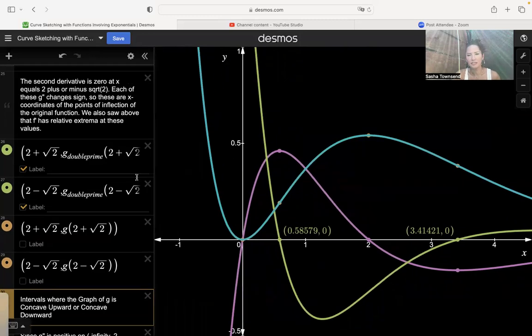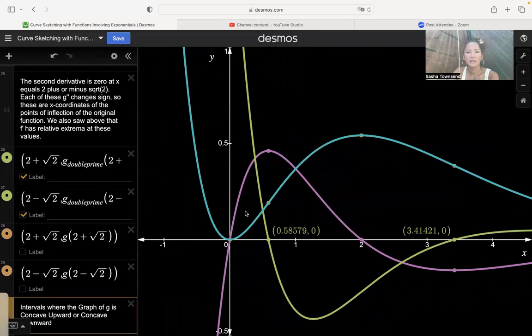All right, so now let's look at this graph. We see that the green function is 0 at that x value, which corresponds to that 2 minus root 2 here, this 0.58579. That one is the 2 minus root 2, and this 3.41421 is 2 plus root 2. We see the second derivative is positive to the left of that first 0 and negative to the right. And then for the second 0, it's negative to the left of the 0 and then positive to the right.